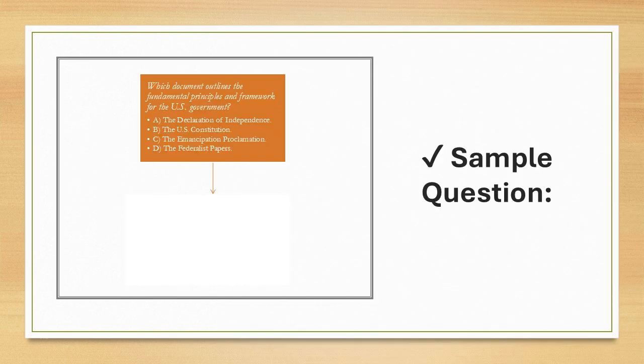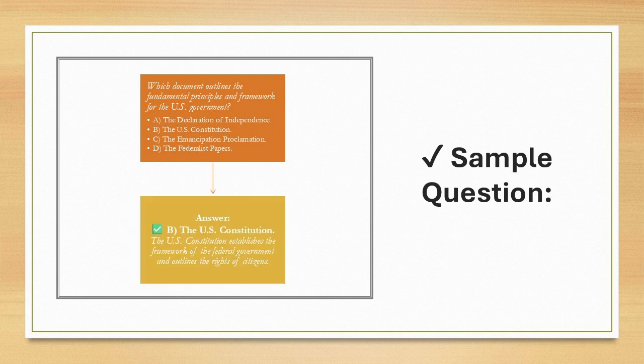Which document outlines the fundamental principles and framework for the U.S. government? A. The Declaration of Independence. B. The U.S. Constitution. C. The Emancipation Proclamation. D. The Federalist Papers. The correct answer is B.